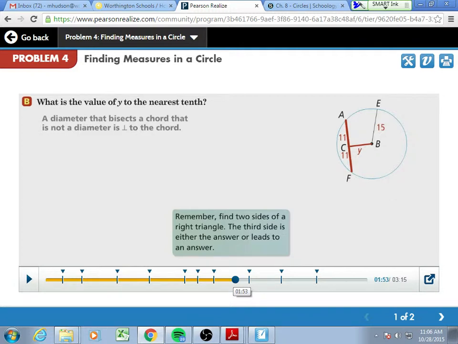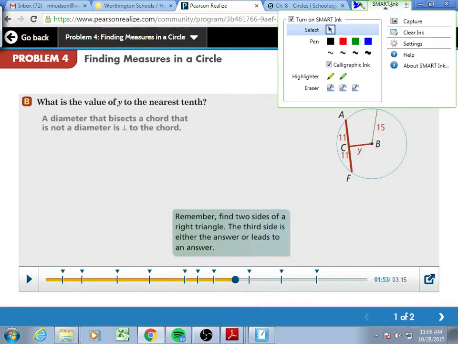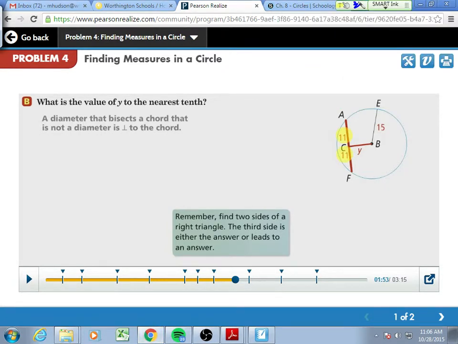Robert? Since you can see that AC is congruent to CF, then you know it bisects. You can tell right there, right angle. Because I see that the line off my radius, or that line off my center, has bisected a chord, then because it has bisected, it must be a right angle.